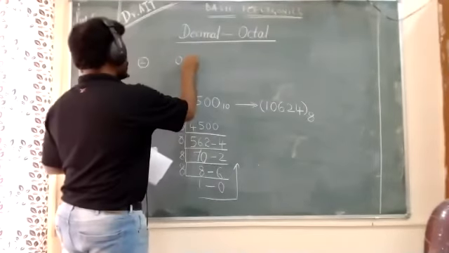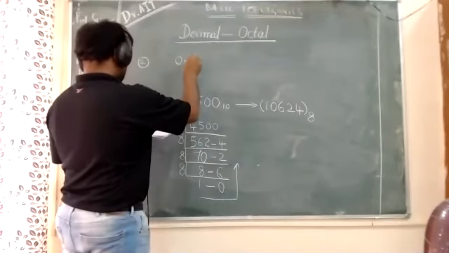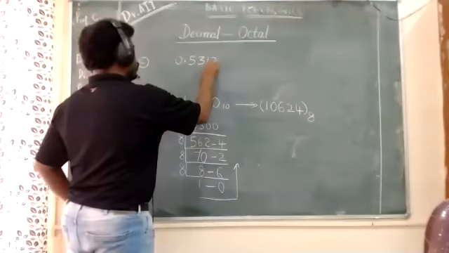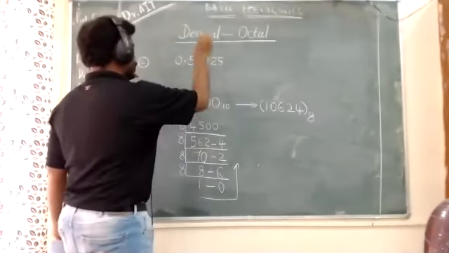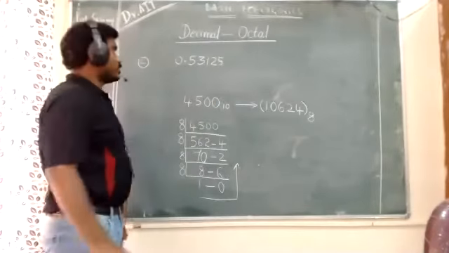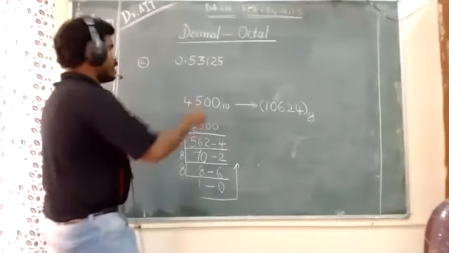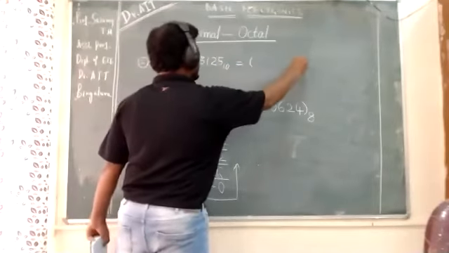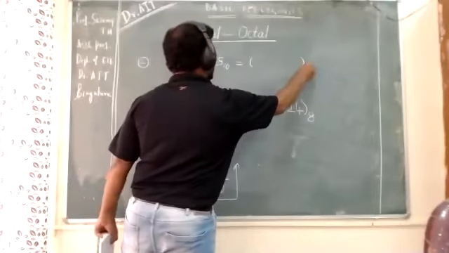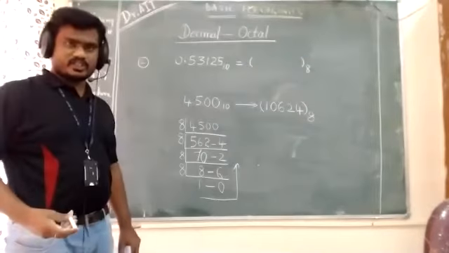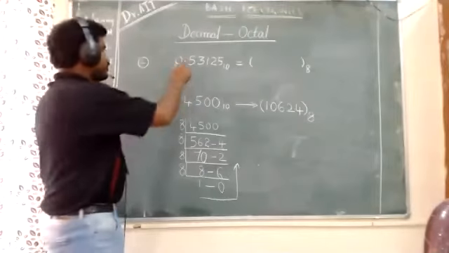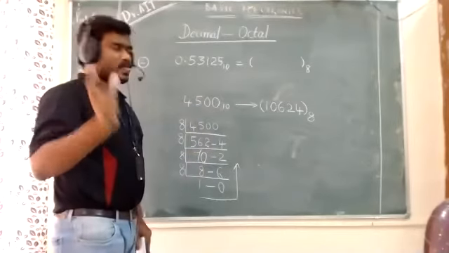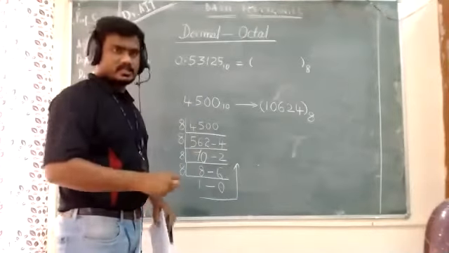0.53125. So 0.53125, and this is a decimal number, and we convert this into the octal number system. So what is the procedure? The procedure is, if there is a number after the decimal point, you have to multiply that number by the corresponding base.